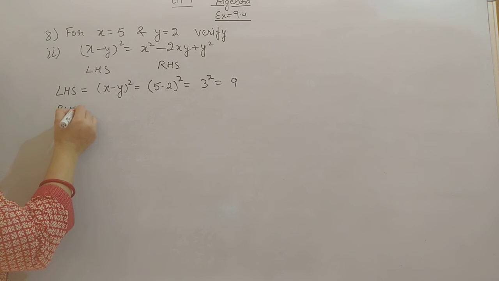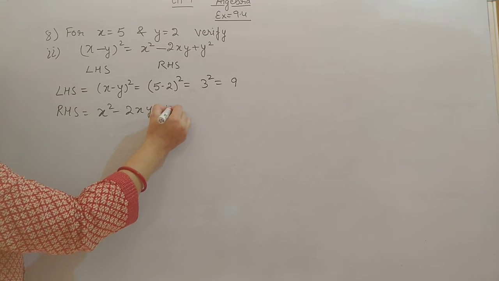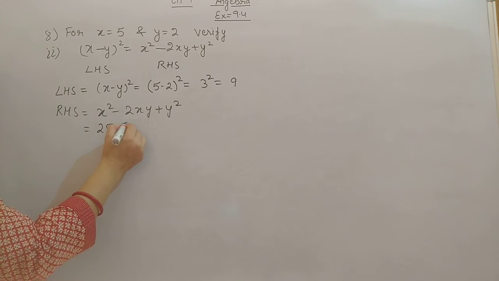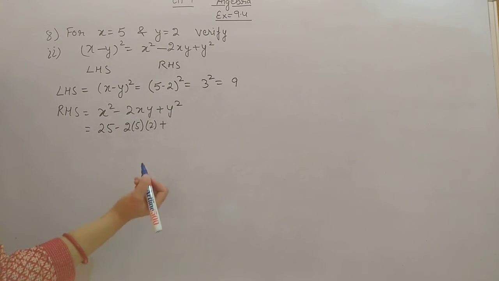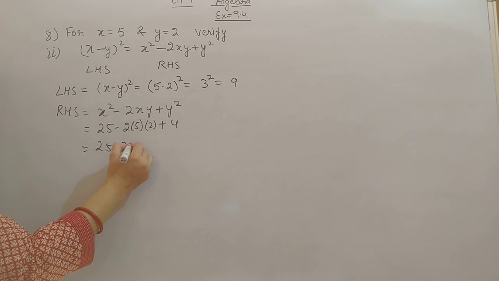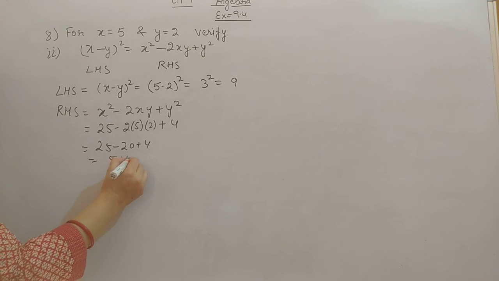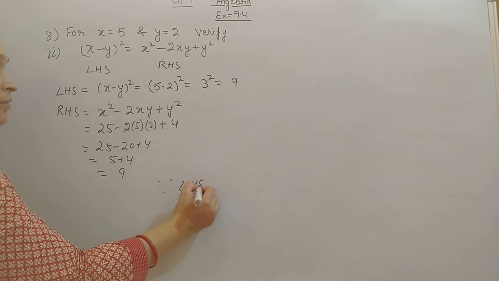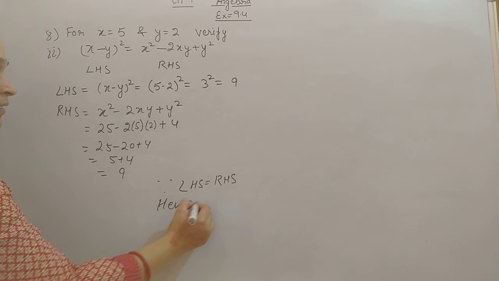Now we will check for right hand side. X square minus 2xy plus y square. X square means 5 into 5, 25, minus 2 into 5 into 2, and y square means 2 into 2, 4. 25 minus 20 plus 4. 25 minus 20 is 5, and 5 plus 4 is equal to 9. So because left side is coming equal to right side, hence verified.